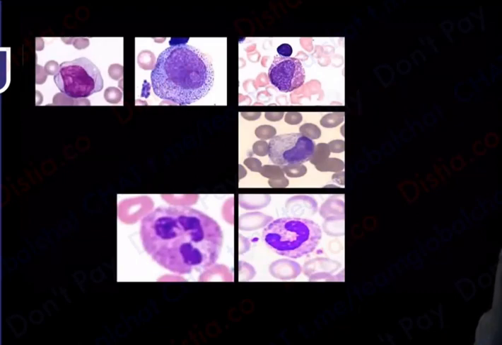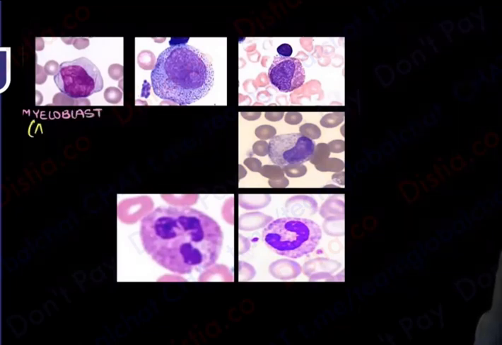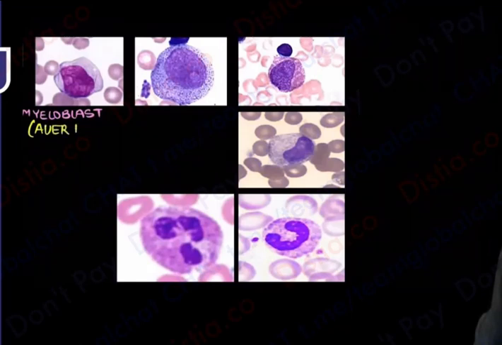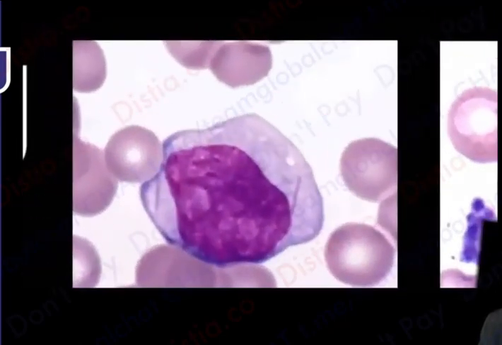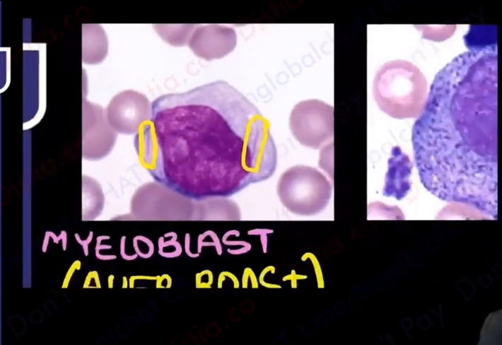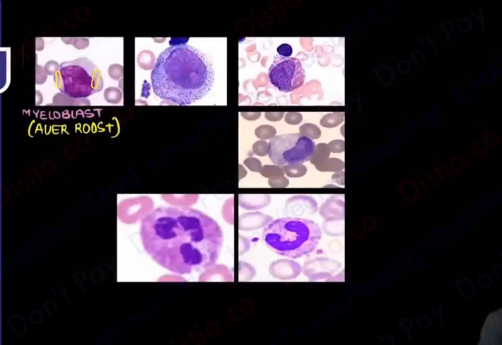First and foremost, like I told you, the first cell will be a myeloblast. And what is the methodology of understanding or remembering a myeloblast? A myeloblast is going to have Auer rods. Myeloblast will have Auer rods. In case you cannot visualize it, I'll show it to you like this. You can see an Auer rod here. You can see another Auer rod here. So this is what you call that pinkish line. That's an Auer rod and a myeloblast has it.